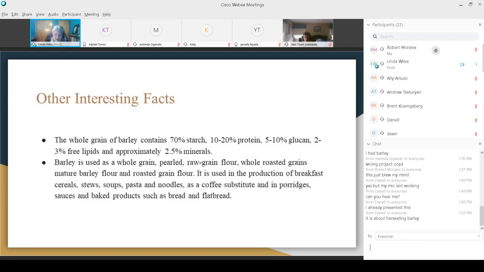So, question, how many of you have ever eaten barley? Other than in beer, I've eaten barley. What do you guys think of it? What's it taste like? Pretty nice. Annika. Okay, we good?